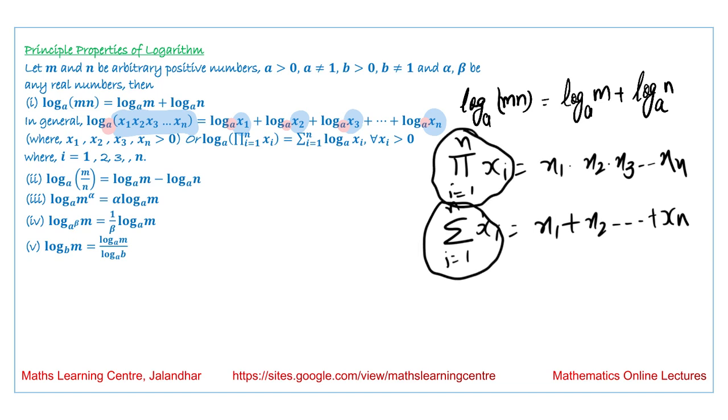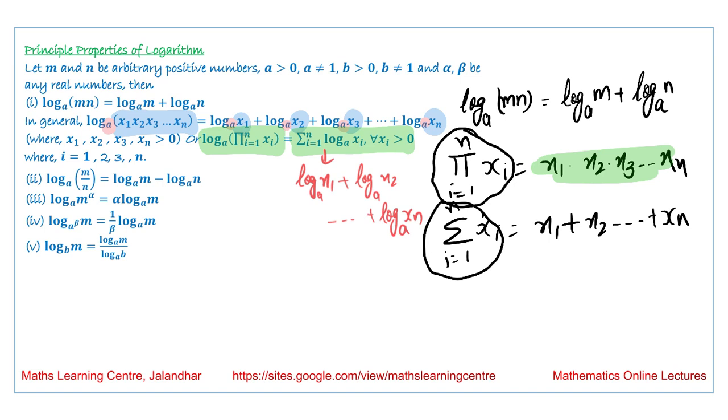So we are saying that if we have n different terms, the product of n different numbers x1, x2, x3, so on up to xn, then it is equal to the sum of log of xi. What this value means is log x1 to the base a plus log x2 to the base a, so on up to log xn to the base a.